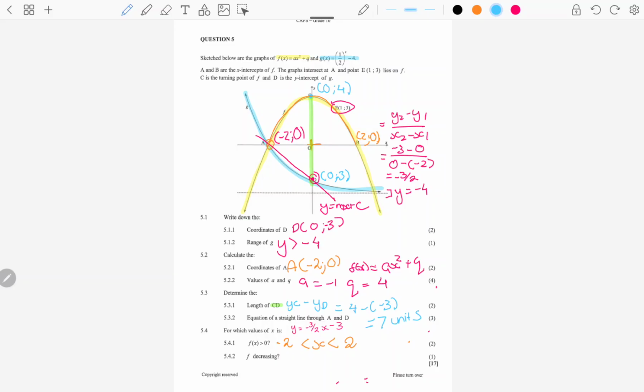Now in the next question, 5.4.2, they want to know for which x values f is decreasing. So f decreases from C onwards. We know C is 0.4, and since we're looking at the x values, f decreases when x is bigger than 0.